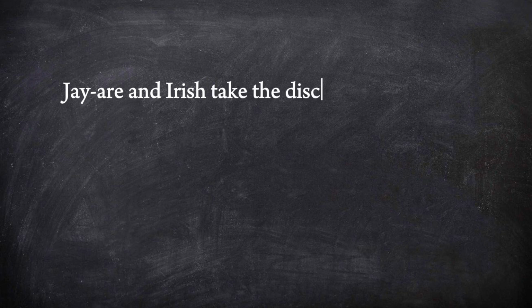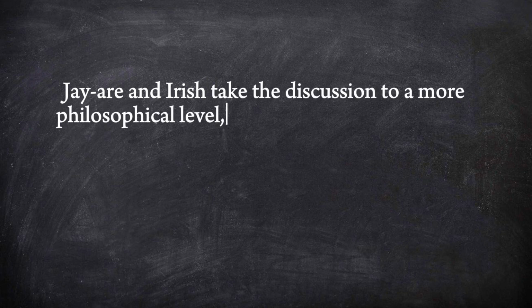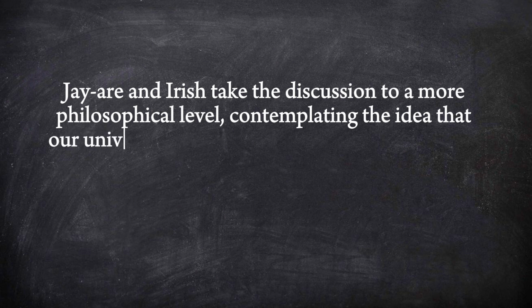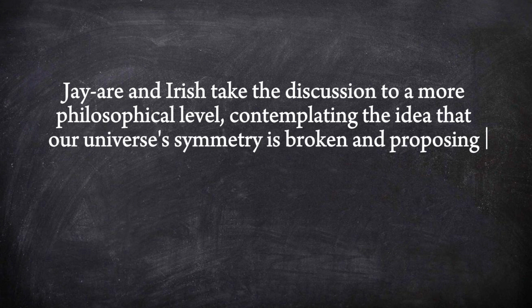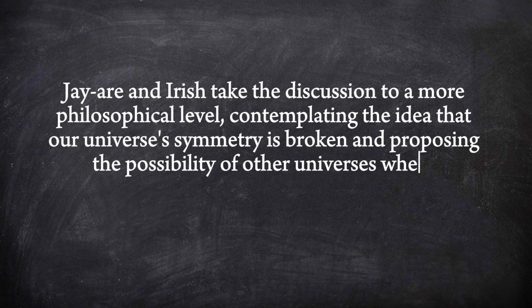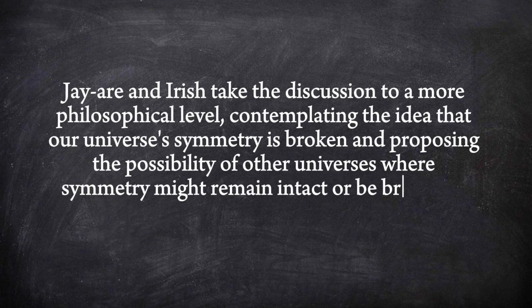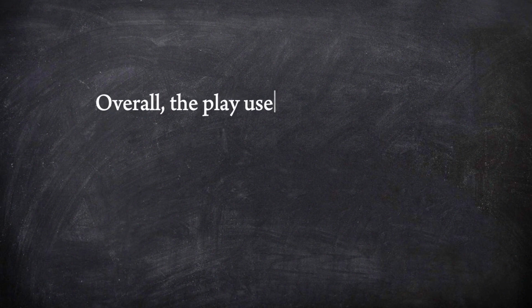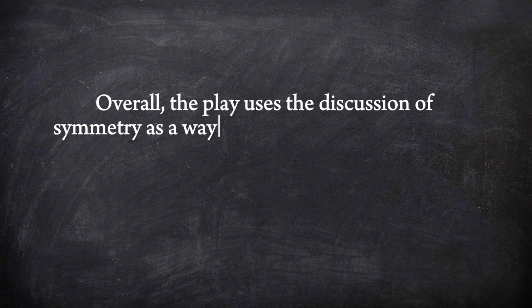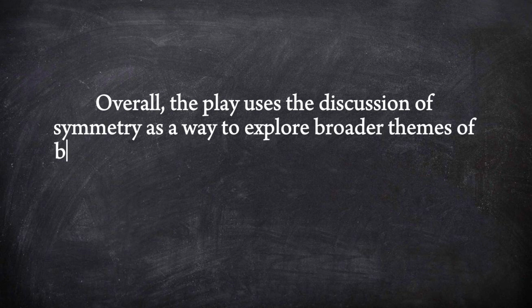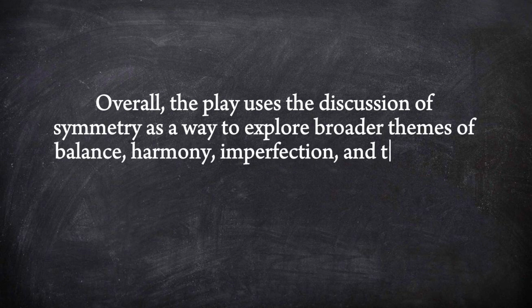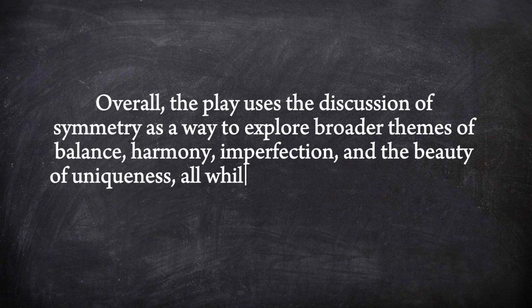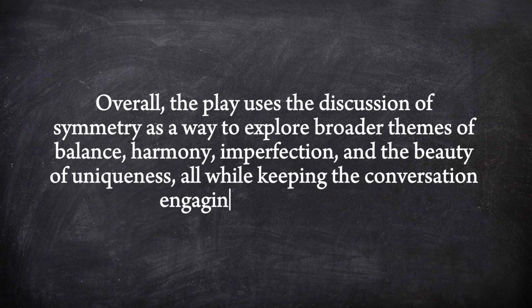JR and Irish take the discussion to a more philosophical level, contemplating the idea that our universe's symmetry is broken and proposing the possibility of other universes where symmetry might remain intact or be broken in different ways. Overall, the play uses the discussion of symmetry as a way to explore broader themes of balance, harmony, imperfection, and the beauty of uniqueness, all while keeping the conversation engaging and accessible.